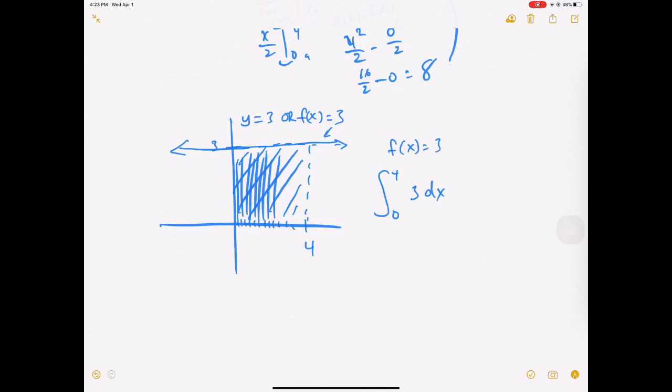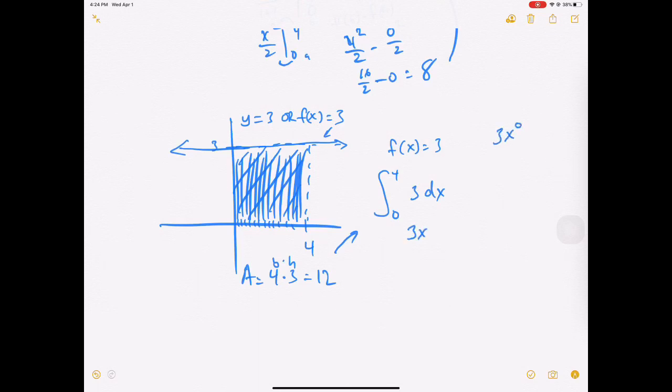Well, you could do this manually. You can just draw a bunch of rectangles and add them all up. But since we know this is a rectangle, the area is equal to base times height, 4 times 3. And this is going to give us 12. Let's see if we get 12 here. The integral of 3 dx is just 3x. If you're not sure how to do that, it's a constant multiple.